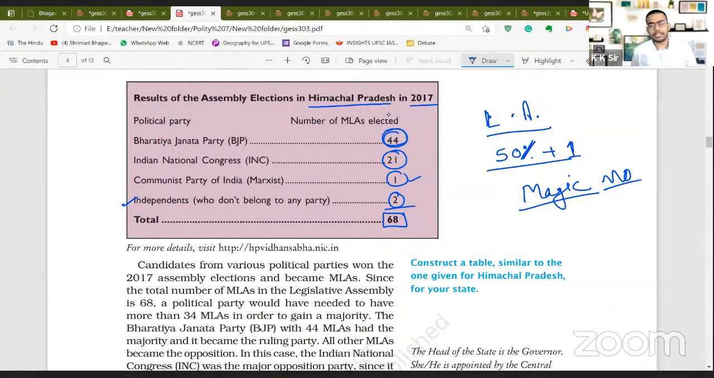So here it's very clear, the total number is 68. So to create a government, you need 34 plus 1, half of 68 plus 1. So if any party can have 35 MLAs, they can form a government. So here BJP comfortably created a government.